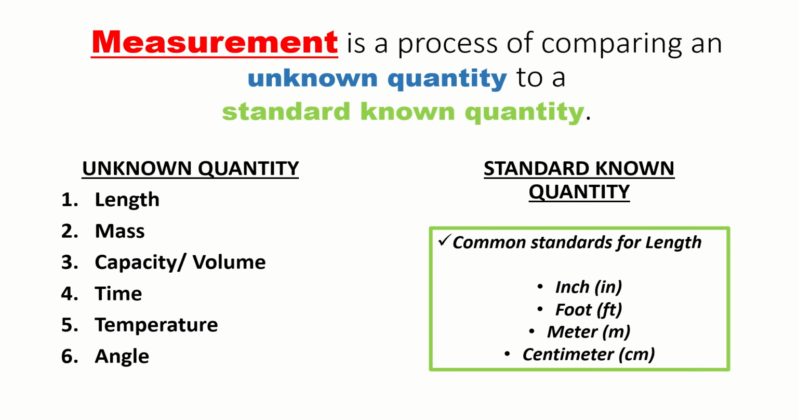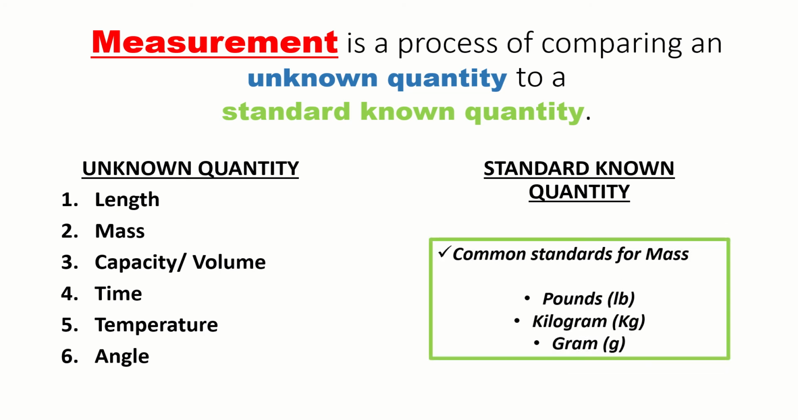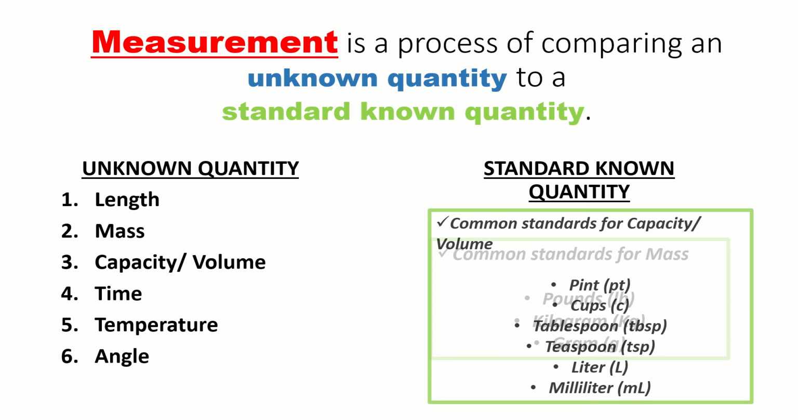For example, for length, common standards are the following: inches, foot, meter, and cm. For mass, whatever is unknown, we try to compare it to the standards pounds, kilogram, gram. And for capacity or volume, let's say you want to know the liquid that you can pour into a bottle, you can compare it to a standard known, which can be either pint, cups, tablespoon, teaspoon, liter, or milliliter.